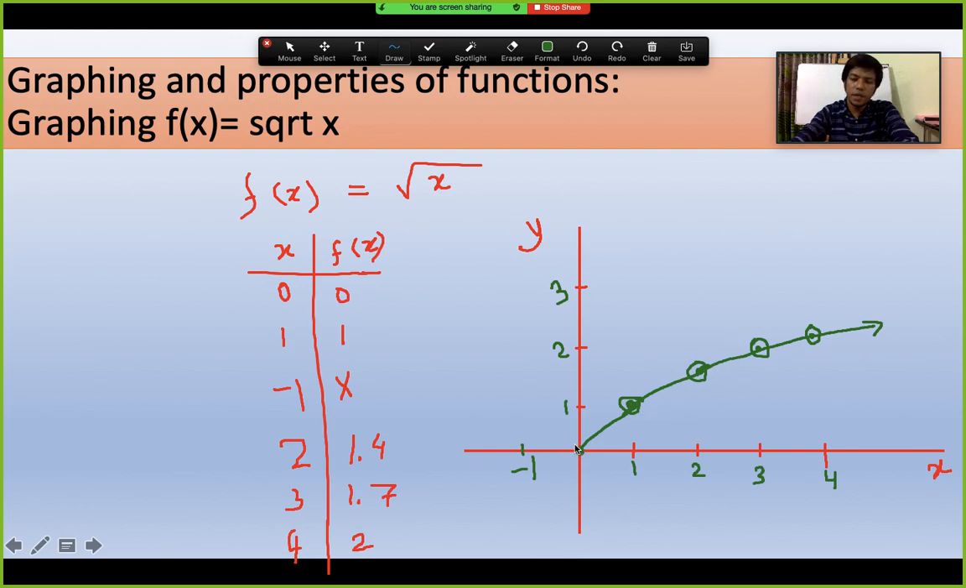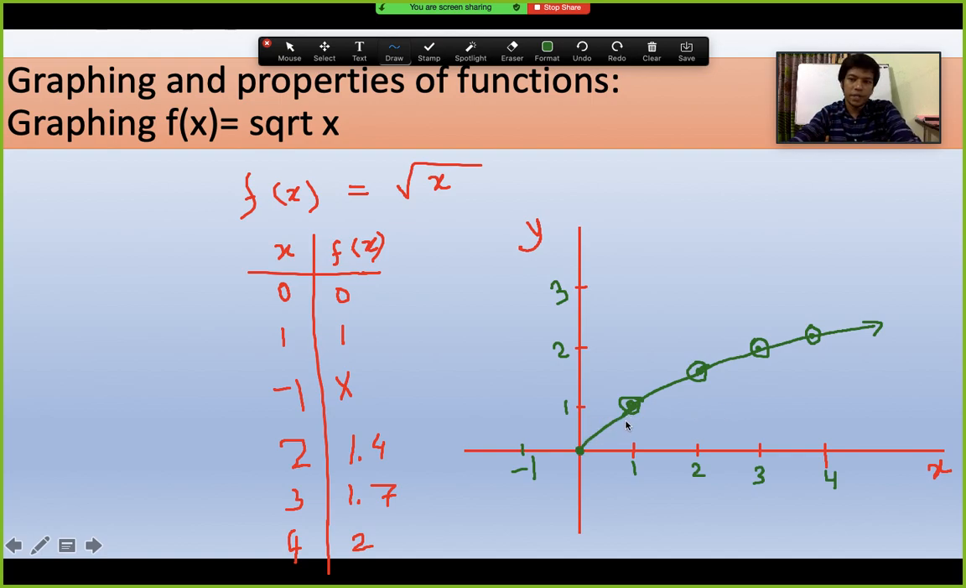And you can see from left to right, the function is increasing, and it increases from 0 to positive infinity. The function is increasing, so this is an increasing function. Now the question is, is it an even function, an odd function, or not even, not odd? What is that?